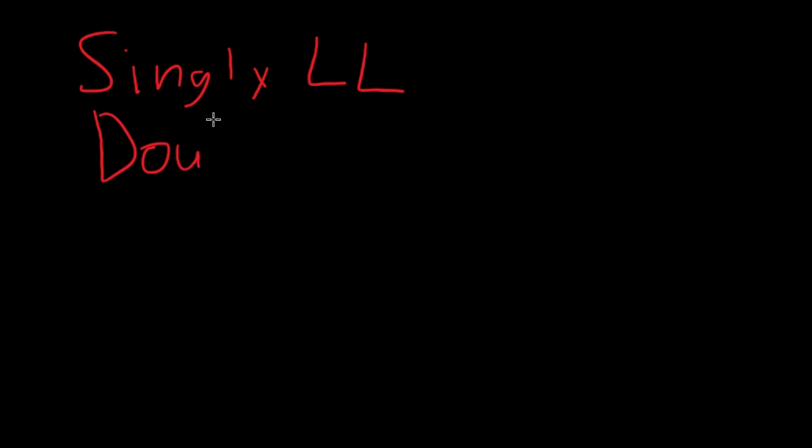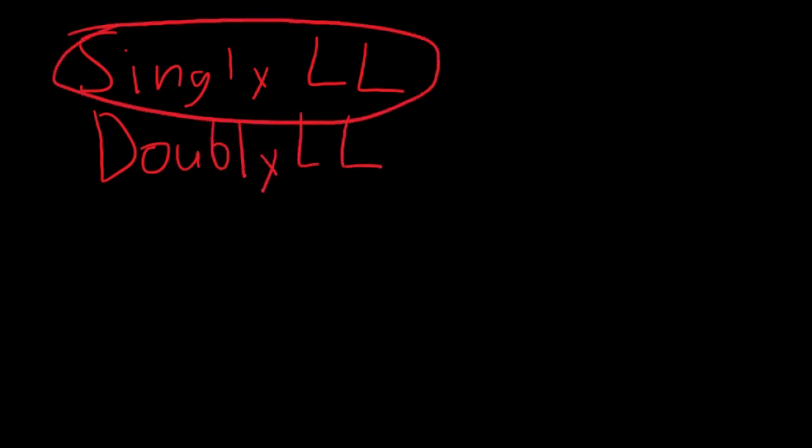So I'm gonna start off with the basics. There's a singly linked list, I'll just put LL, and a doubly linked list. Today we're just gonna worry about the singly linked list though. That's what we're gonna worry about. So what does the data structure of a singly linked list look like?